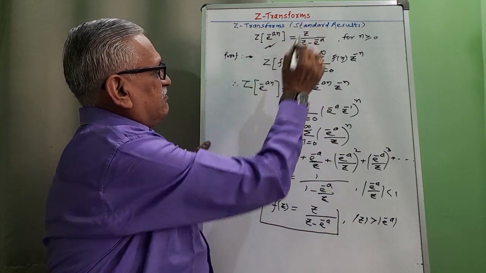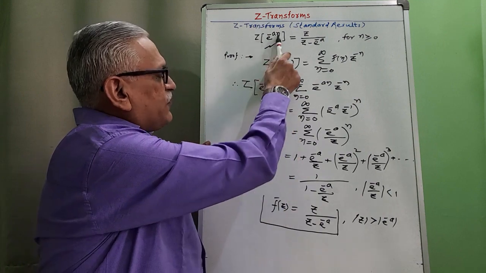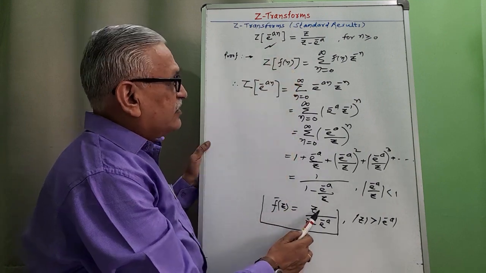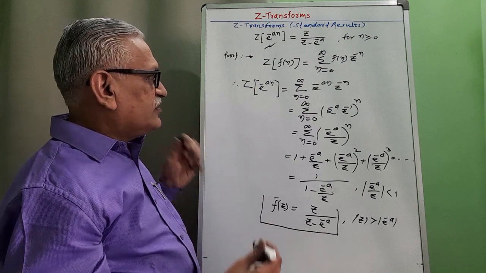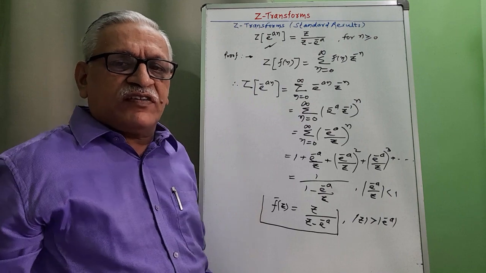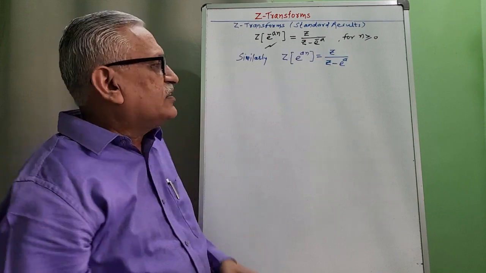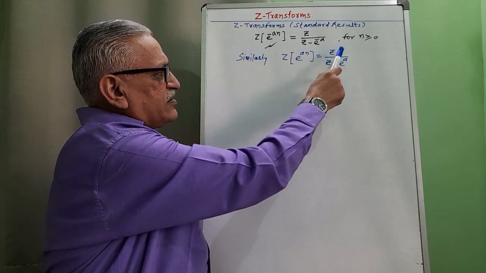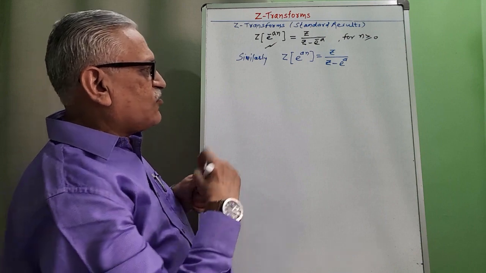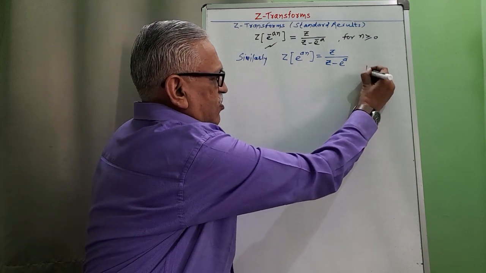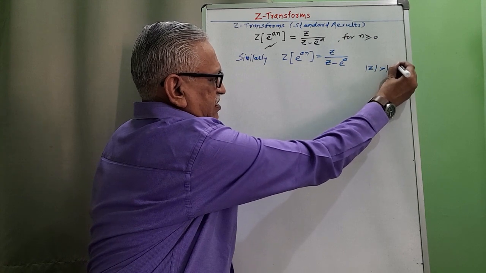Result. Therefore, remember this as a standard result: Z transform of e raised to minus an is z upon z minus e raised to minus a. And similarly, we have the result for e raised to an. Z transform of e raised to an is z upon z minus e raised to a, and the region of convergence is mod z greater than mod of e raised to a.